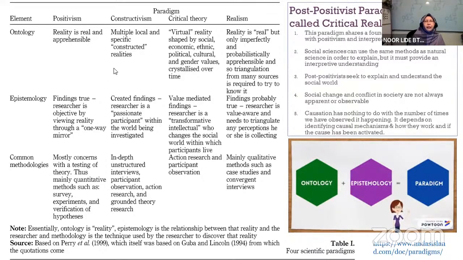So, critical theory has a slightly different approach. It says that reality is shaped by social, economic, ethnic, and political factors, and it can change over time. All right, so this is what critical theory is all about. That it is very society driven.